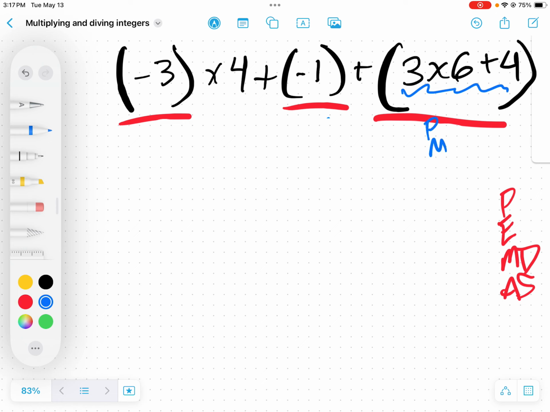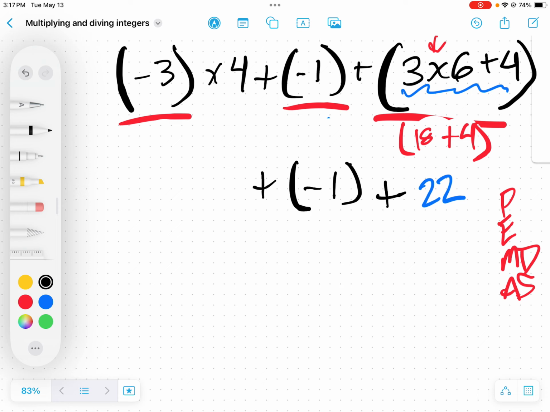Okay, so if we start with this last one, what are we going to do inside this last one first? Again, PEMDAS. Oops, I forgot the E. Okay, I don't have parentheses within it. I don't have any exponents. I do have multiplying and dividing, so we're going to go ahead and do that first. So we got 3 times 6, which is 18. Then we're going to plus 4. 18 plus 4 is 22. We can go ahead and bring everything else down.